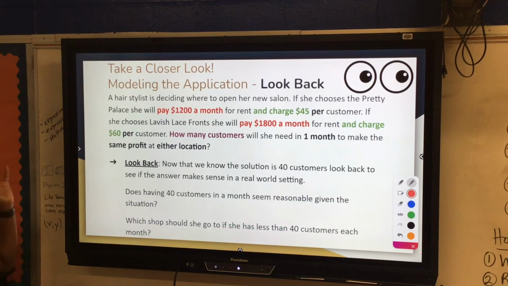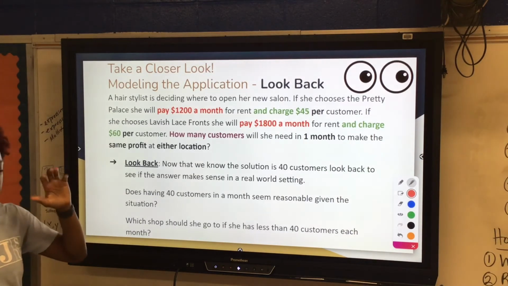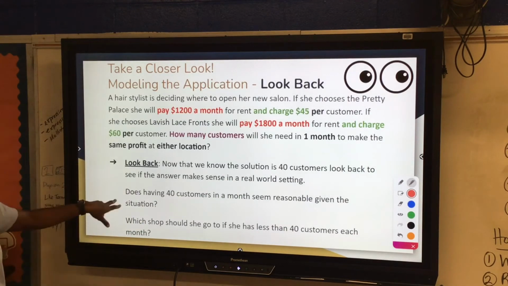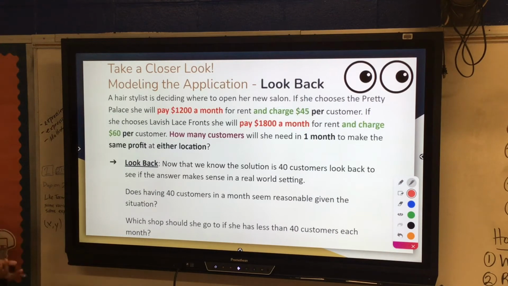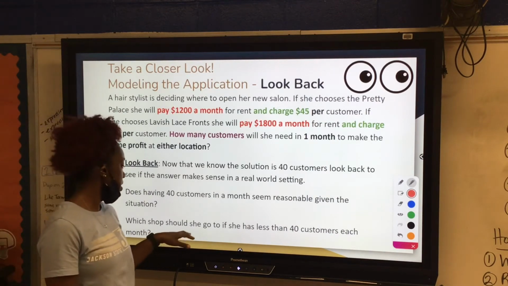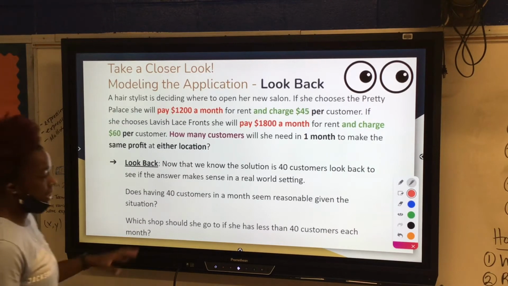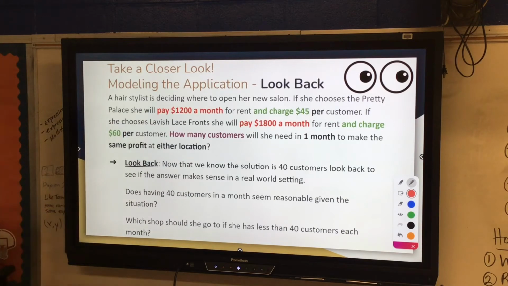So now it's time to look back. We've solved the problem, and now we need to make sure that our answer makes sense. The solution is 40 customers. Does 40 customers in a month seem reasonable given the situation? I would say yes. And which shop should she go to if she has to make less than 40 customers a month? You can find that by looking on Desmos and just moving down on the graph.